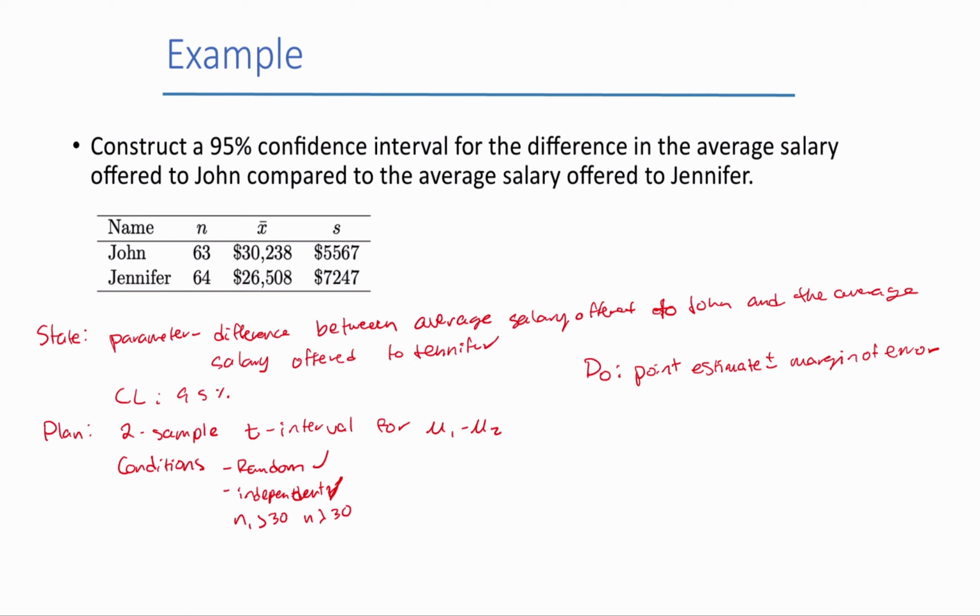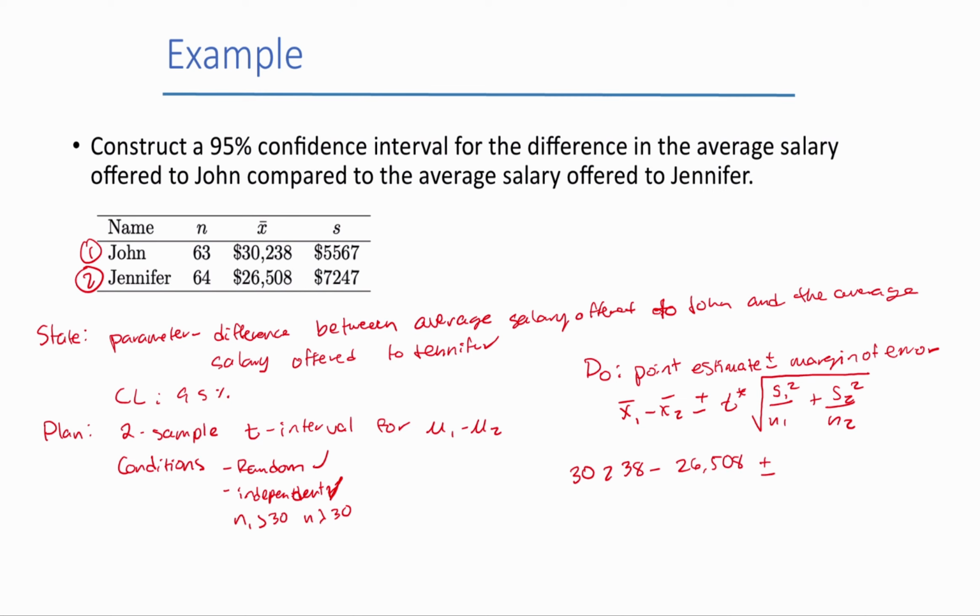And then the specific formula is going to be x bar 1 minus x bar 2 plus or minus t times the standard error, which is the square root of s1 squared over n1 plus s2 squared over n2. So we'll make John group 1 and Jennifer group 2. So 30,238 minus 26,508.